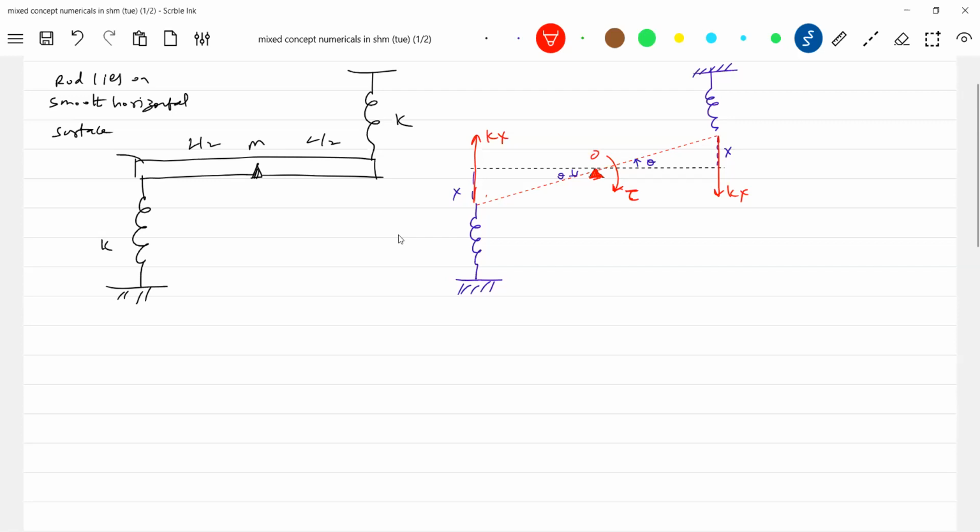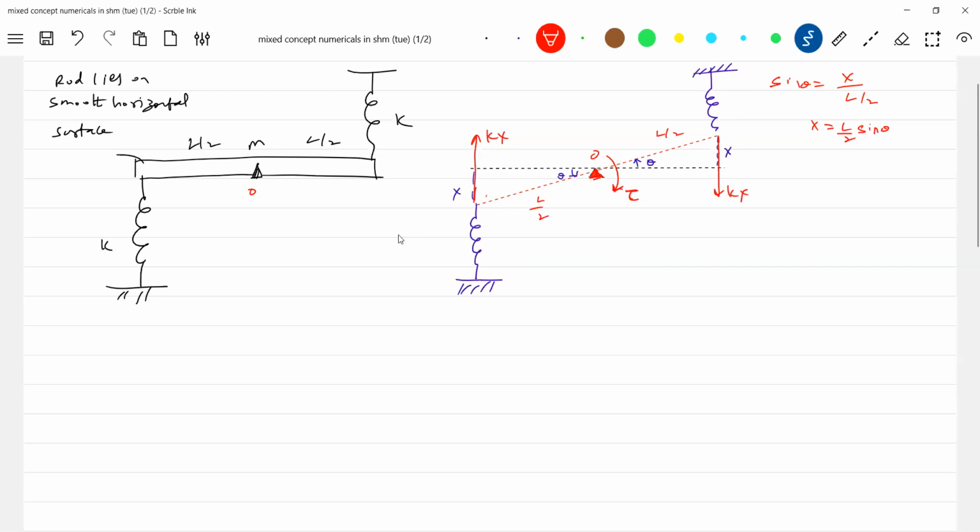So there's a point O about which it is hinged. Now a torque is set up here. So what is x? How to calculate? This will be L by 2. So sine theta equals x by L by 2, x equals L by 2 sine theta.